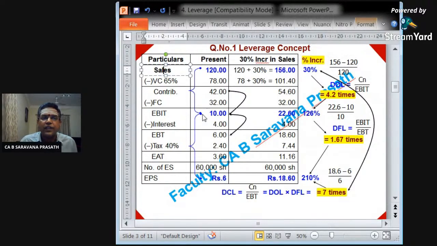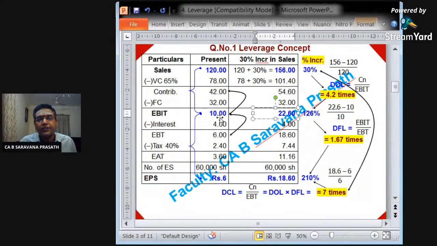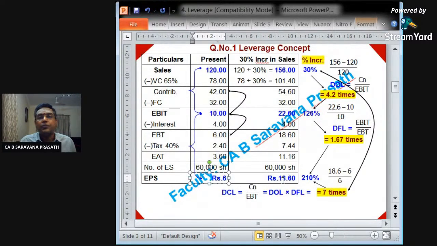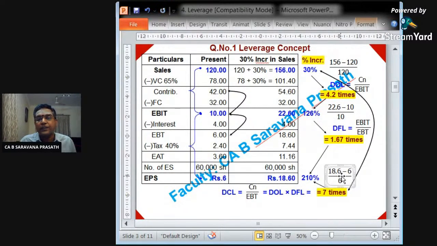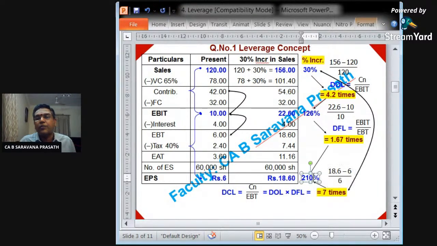Now let's turn our attention to the next item, namely EBIT. Look at the items that I am marking in terms of bold on the left hand side, and those corresponding items which are marked in blue color in the profit statement. EBIT, the revised amount is 22.6, old amount is 10. So the percentage increase 22.6 minus 10 divided by base number 10, 126%. This is the impact on EBIT. We'll now turn our attention to the last item, namely EPS. 6 rupees shoots up to 18.6. A difference of 12.6 when compared to the base number 6, it is equal to 210%.